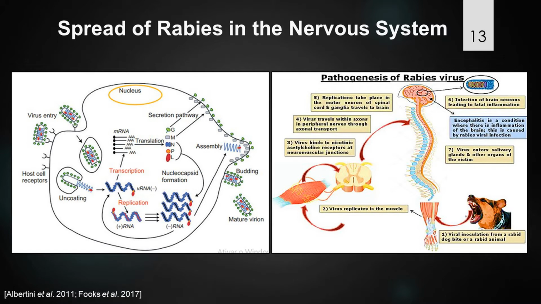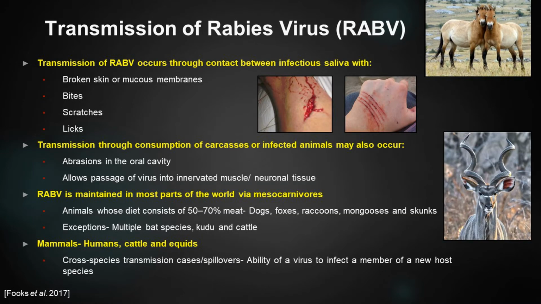So moving on to the transmission aspects of the virus, transmission of rabies could occur through contact between infectious saliva with broken skin or mucous membranes, bites, scratches, or licks. Also, it could be transmitted through consumption of carcasses of infected animals. Abrasions in the oral cavity could allow the passage of the virus into innervated muscle and neuronal tissue.